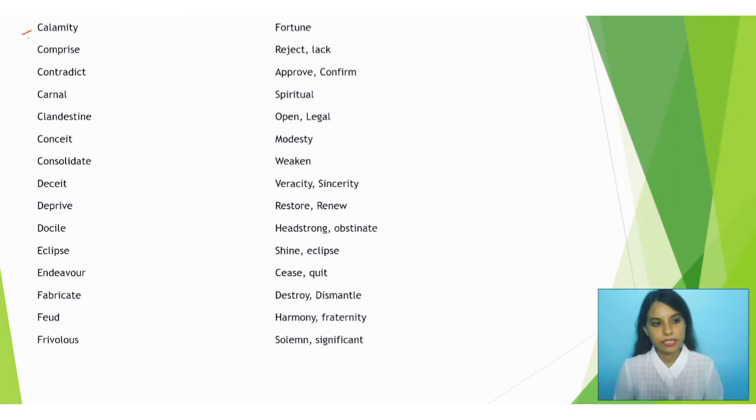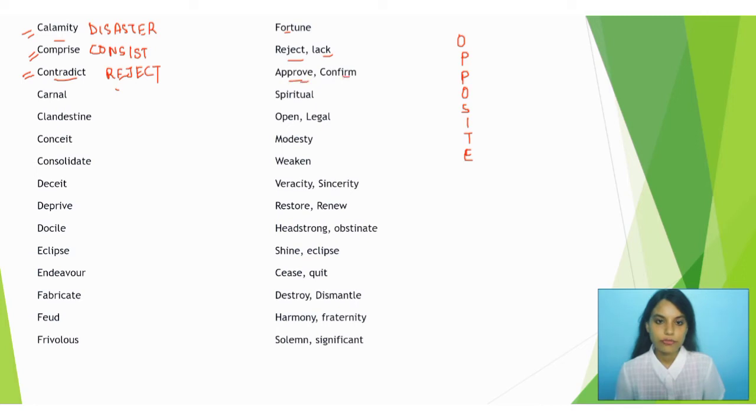Next set of antonyms include calamity, like disaster, you can say, and then we have fortune as the opposite. So we are still going through opposites. Don't forget that. Don't just mix up with synonyms. Comprise means consist of. So the opposite would be to reject or lacking something. Contradict. Contradict means you are rejecting. And the opposite means approve or confirm.